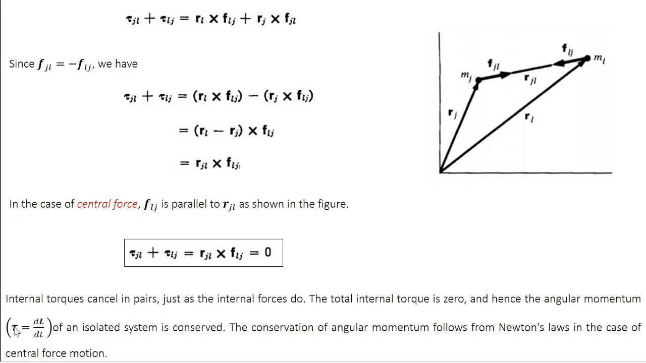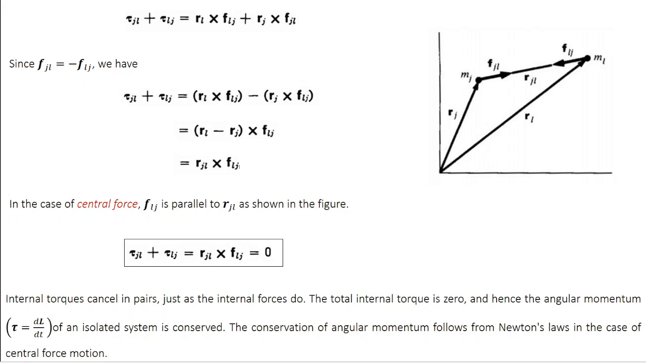And we know that torque tau equals dL by dt, and tau has two components, one due to the external force and one due to the internal force. Since we are considering an isolated system, the external torque is already 0, and we have shown that the internal torque is also 0. So the left-hand side is 0, which means the right-hand side dL by dt also has to be 0, which in turn means L is a constant, or angular momentum is conserved. So in the case of an isolated system, we have shown that the angular momentum is conserved.